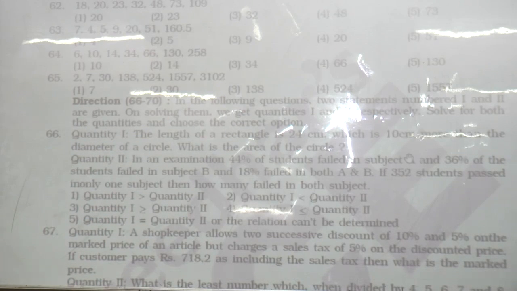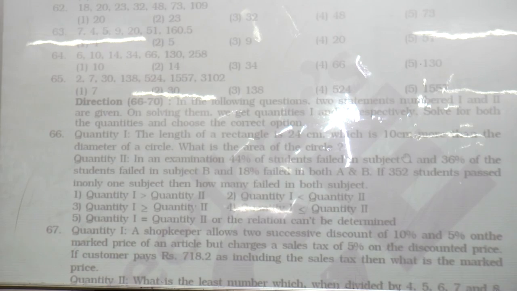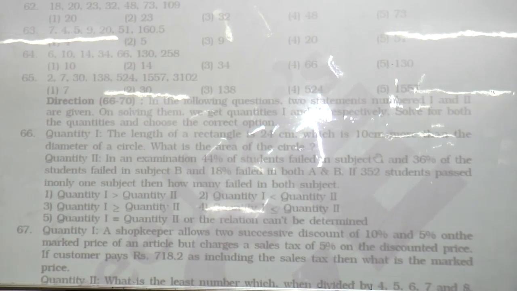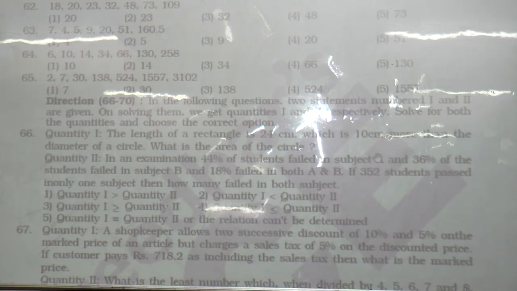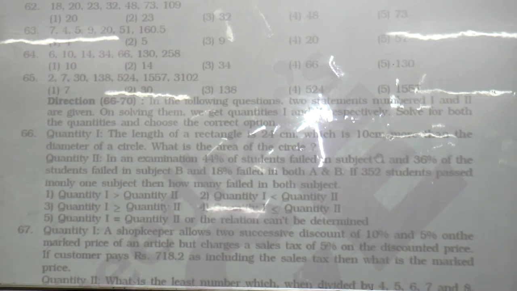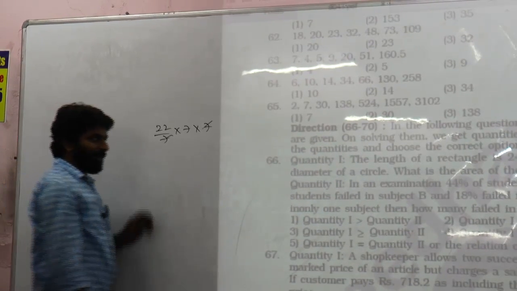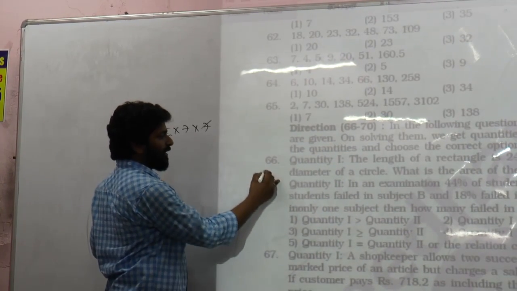The length of a rectangle is 24 centimeters, which is 10 centimeters more than the diameter of the circle. So the diameter of the circle is 14, and the radius becomes 7. What is the area of the circle? You are asked about area: pi r square. Cancel, right? 22/7 times 7 times 7 is 154. So quantity 1 is 154.